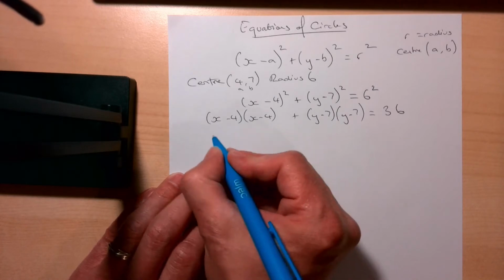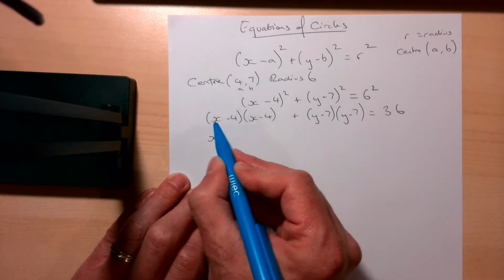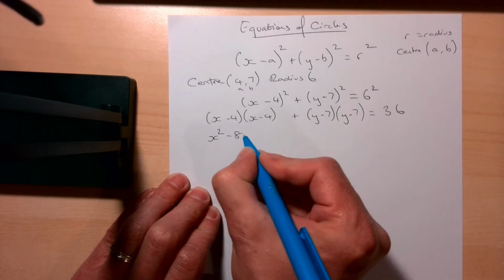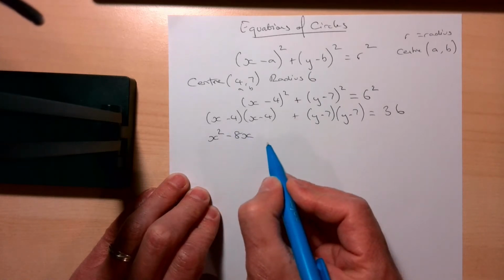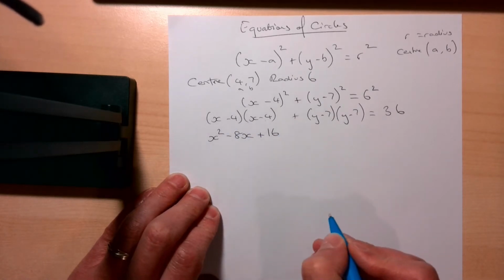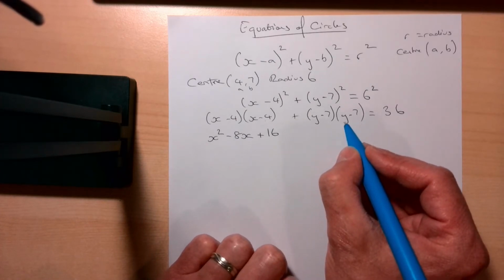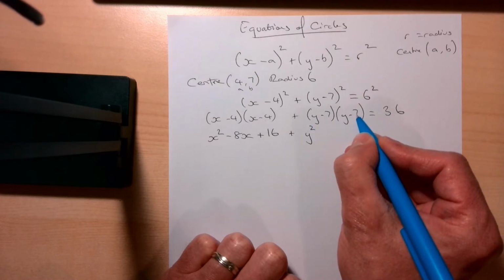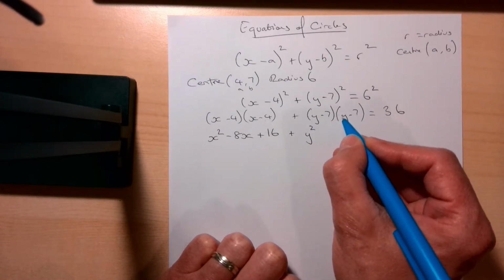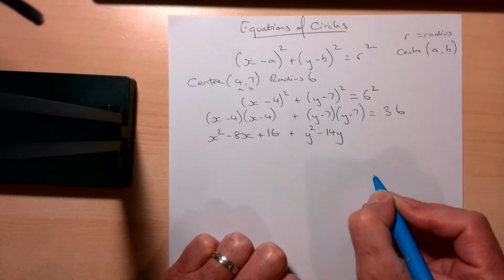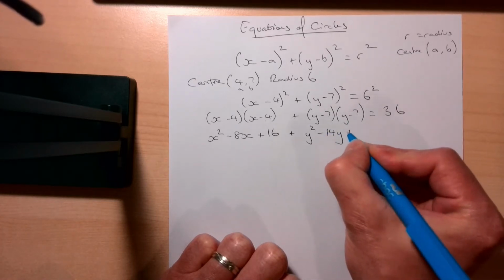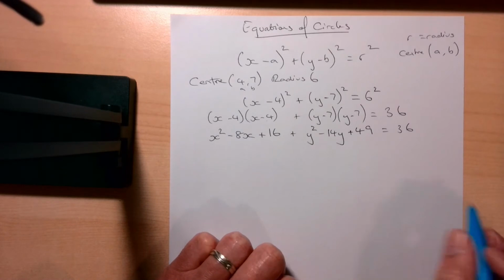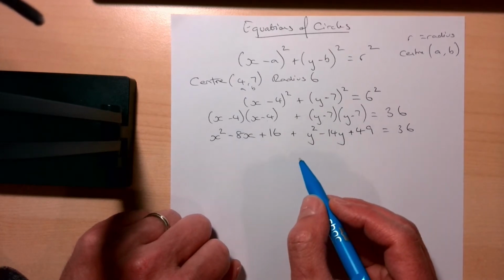Okay, so x times x is x squared, x times minus 4 is minus 4x, and then I do it again, so we double the minus 4 to get minus 8x, and then minus 4 times minus 4 gives plus 16. And you do the same thing with this pair of brackets. y times y is y squared, y times minus 7 is minus 7y, and then I've got another minus 7y, so I double that, that'll be minus 14y, and then minus 7 times minus 7 is plus 49, and that's equal to 36.